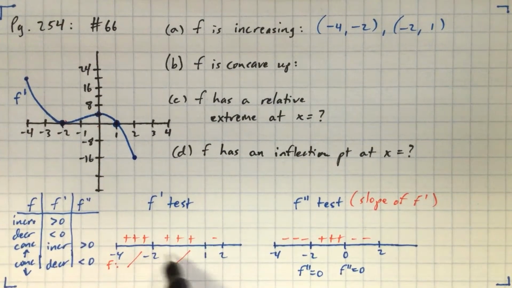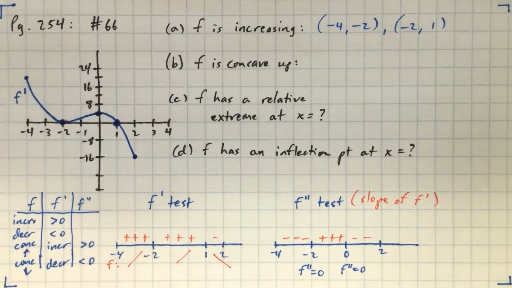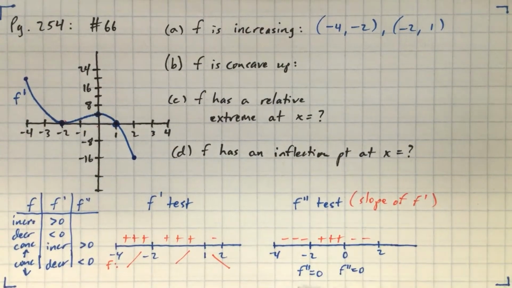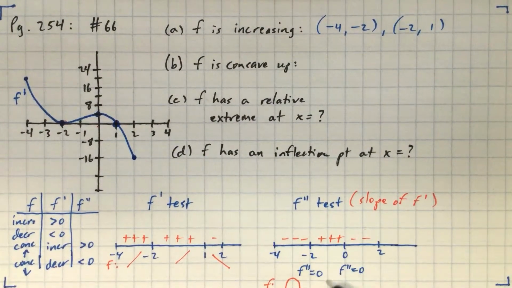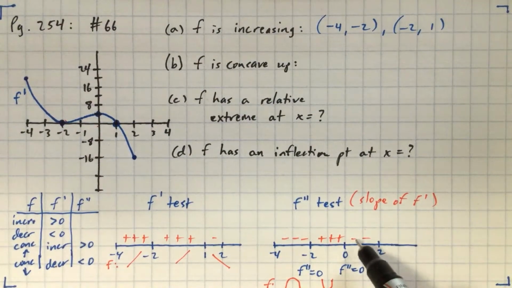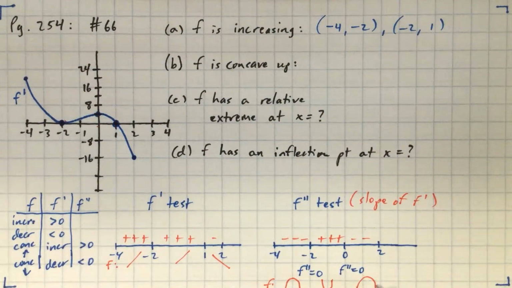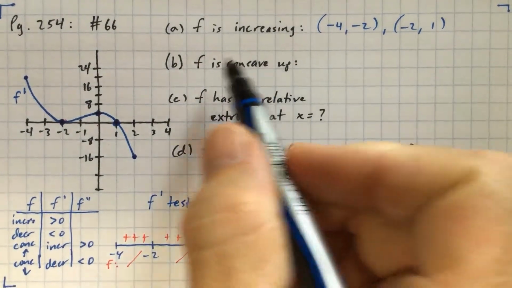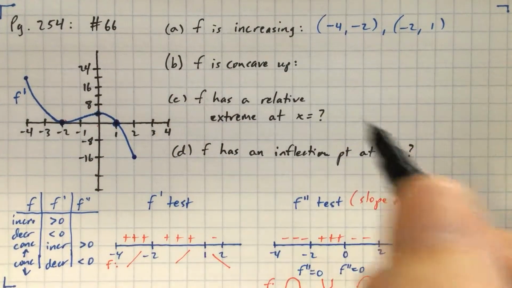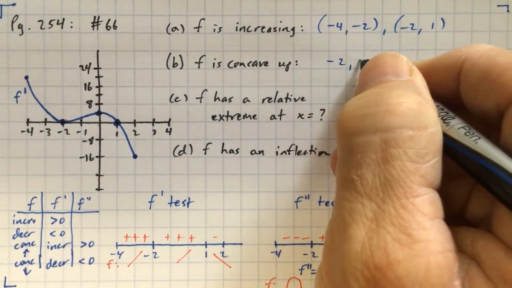So if we draw a picture of f: on the f prime test, when f prime is positive, f is increasing, and f is decreasing when f prime is negative. When f double prime is negative, f is concave down, and when f double prime is positive, f is concave up. Again, on the interval from 0 to 2, f is concave down because f double prime is negative. So the answer for part B, where is f concave up, is on the interval from -2 to 0.